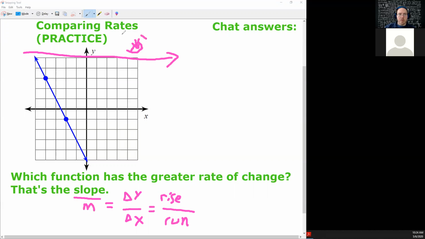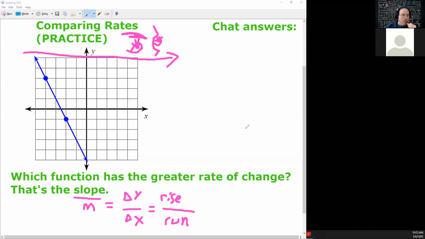Draw my nice little eyeball there with an eyebrow to match. Anyway, all right, so we're always going to be looking left to right. And that'll tell you whether this is going up or going down. Ooh, good. Chat's already chiming in with fractions.